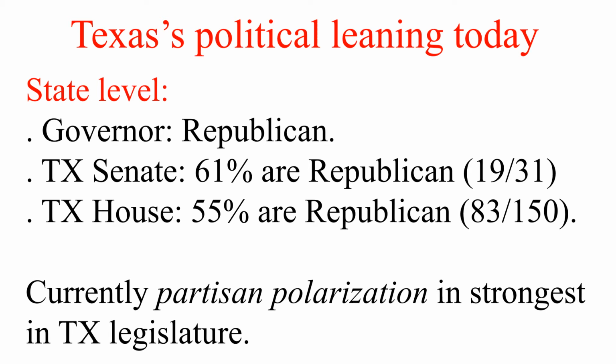At the state level, the numbers go down slightly, but the Republican domination continues. The governor of Texas is currently a Republican Party member. Texas Senate, 61% of the members are Republican. At the Texas House, 55% are Republican. This picture creates a situation where partisan polarization is strongest in Texas legislature today. The 2 party members are unfortunately very polarized, which compromises their ability to work with one another to create laws that the people of Texas need.